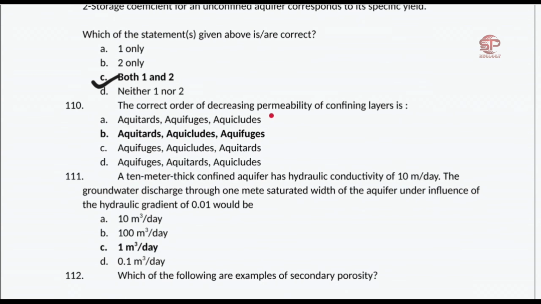Then the correct order of decreasing permeability of confining layers. Decreasing means permeability or porosity will decrease. Aquifuge is non-porous, non-permeable, so that will be the last option. It will have the least permeability. In the options there is only one, but let's see. Aquitard is semi-porous, semi-permeable. Aquiclude is porous but non-permeable. Aquifuge is non-porous, non-permeable. So option will be B.